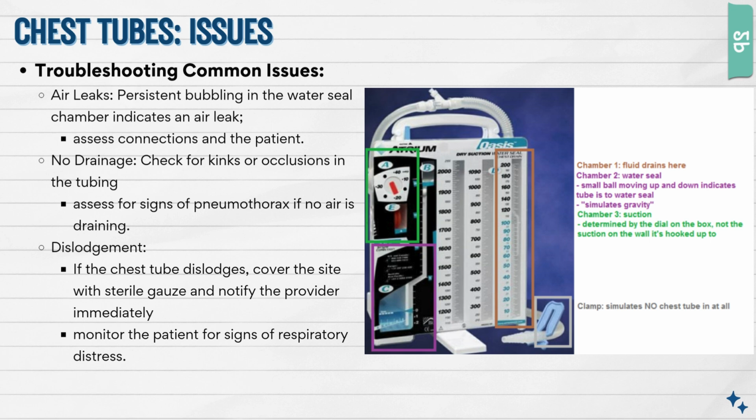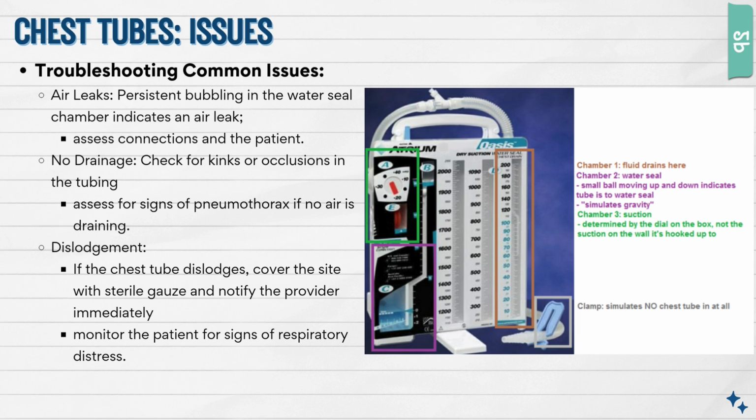So some other issues, air leaks. So air leak is a persistent bubbling in the water seal chamber. So on this picture, it's that purple box. That's the water seal chamber right there. Okay. That indicates an air leak. You need to assess the connections and the patient if you see that. Okay. So no drainage. So check for kinks or occlusions in the tubing. Sometimes there's a big blood clot in the tubing and you need to get the blood clot out and into the drainage system so that blood and everything can drain, or water or air, whatever, can drain into the tubing system.